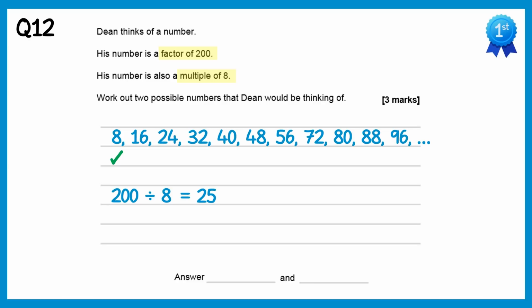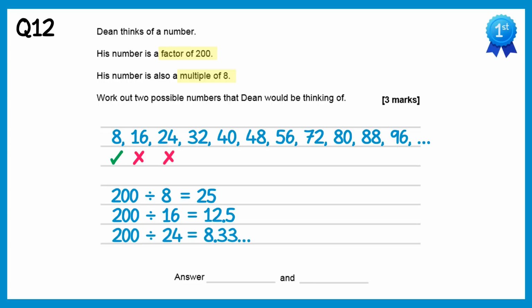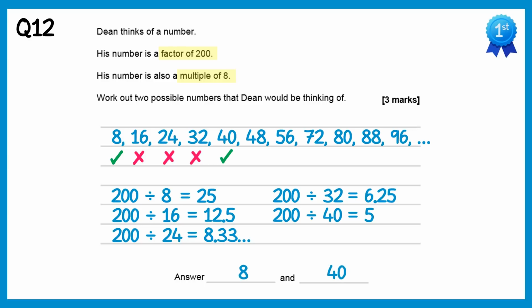Since 25 is a whole number, 8 was a factor of 200, so that is one of the possible answers. 200 divided by 16 though, doesn't give a whole number, so that can't be one of the possible answers. 200 divided by 24 is also a decimal, so that's no good. 200 divided by 32 is a decimal again, so that's no good. But 200 divided by 40 is 5. Since that's a whole number, 40 is a factor of 200. So here are our two possible answers, 8 and 40.